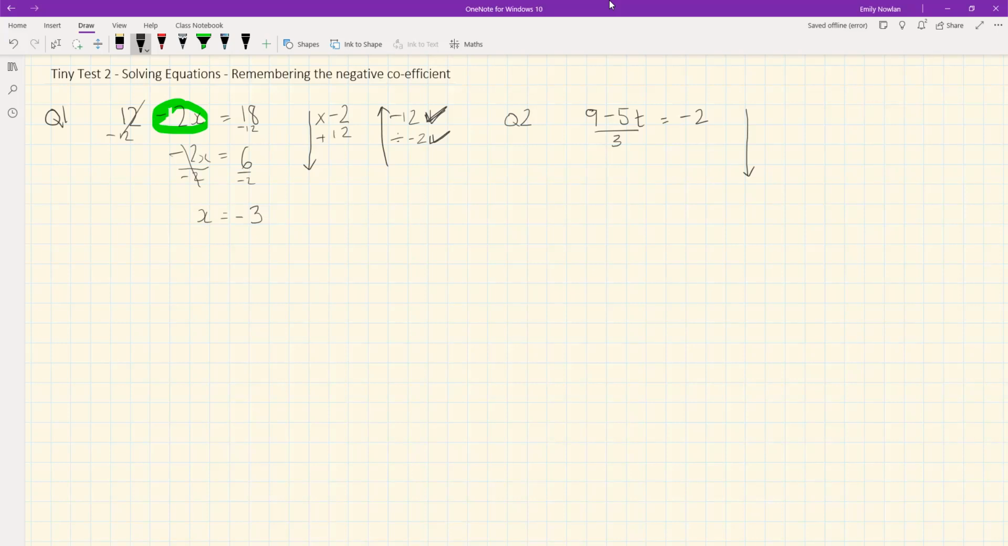Okay, time for you to try question 2 of the tiny test. So again, what happened to the unknown? Here's the unknown. What happened to it first? First, it got this number in front of the coefficient. It's a negative number. We've got times by minus 5. So we need to write that now. Here, times by minus 5. That's the first thing. Then what happened?